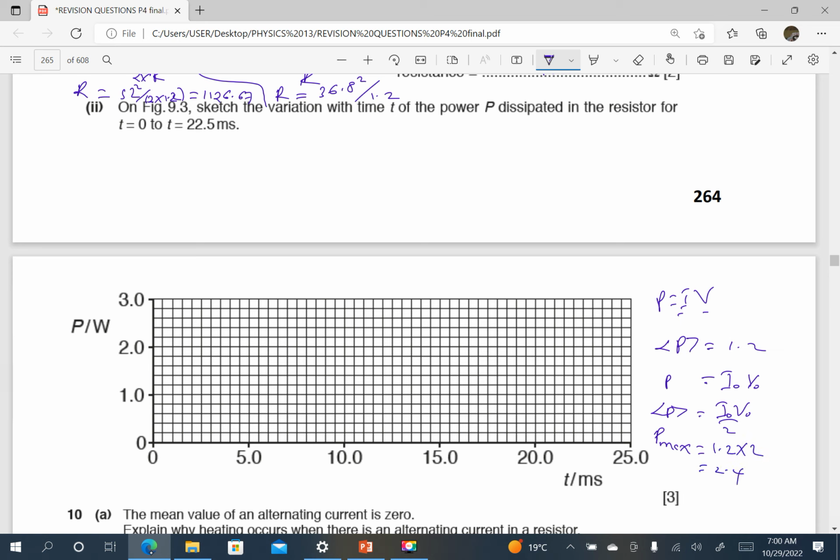So on my graph, my line should not go beyond 2.4. From this grid here, the scale is 1 divided by 5, that is 0.2. So this is 2.2, 2.4 is here. My graph shall not go beyond 2.4.